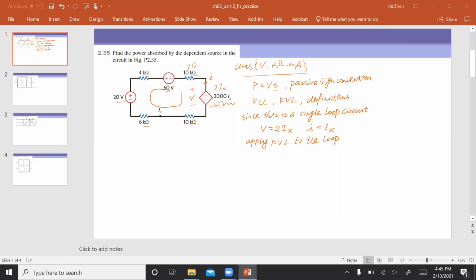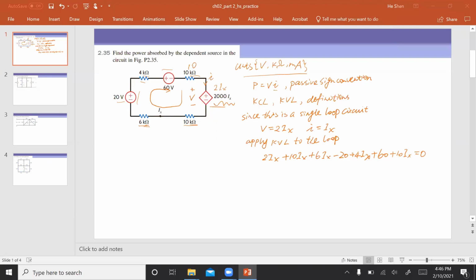I'm going to follow in this direction. This is my loop. The first voltage drop is 2Ix. The second voltage drop, on this 10K resistor, is 10 times Ix. The next voltage drop, on this 6K, is 6Ix. The voltage drop on this 20 volt power source is an increase, so we have a minus 20. Followed by the 4K, plus 4 times Ix. There's a voltage drop of, sorry, plus 60. Then there's a voltage drop of 10 Ix, which is equal to 0.